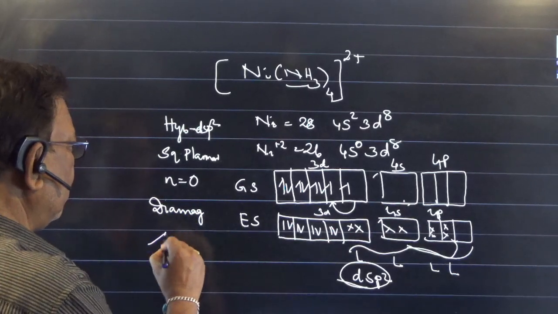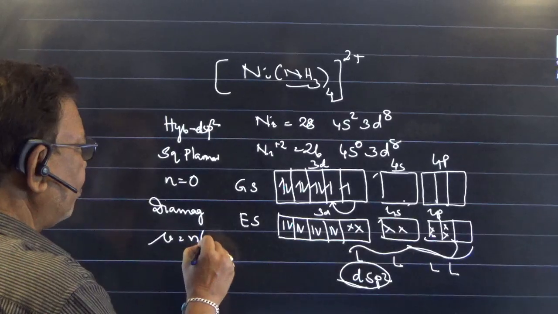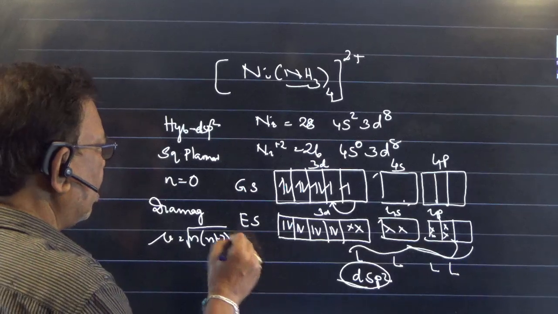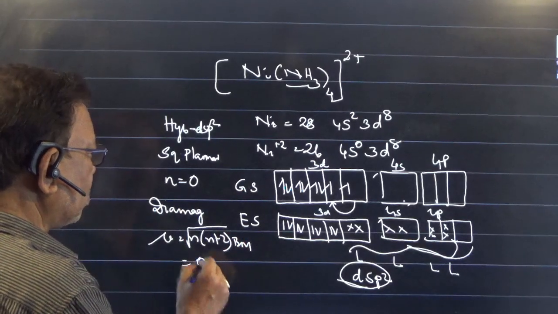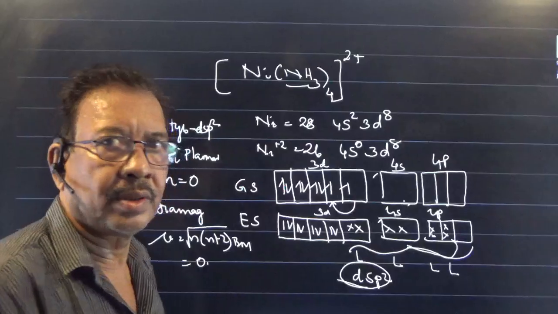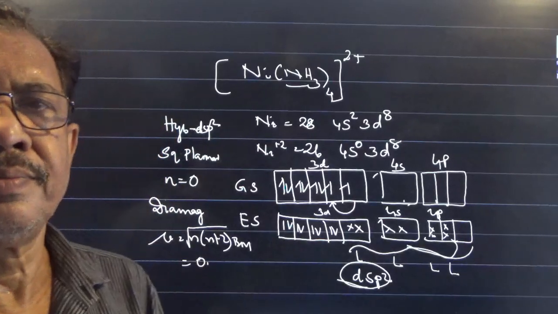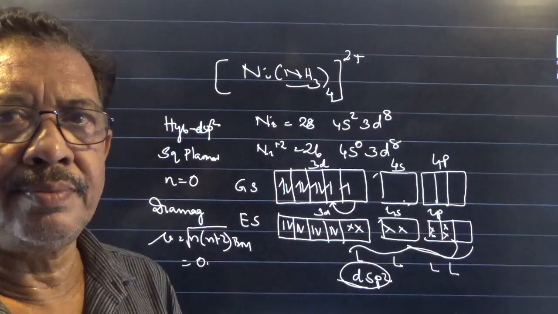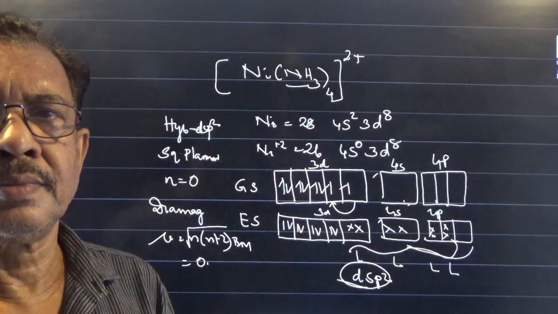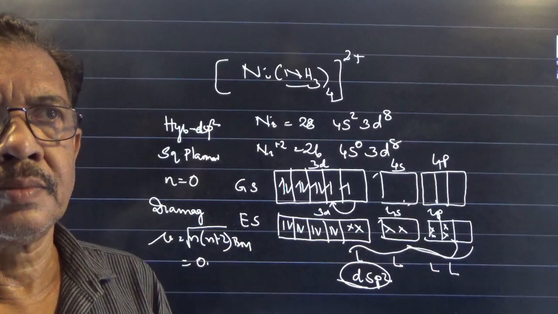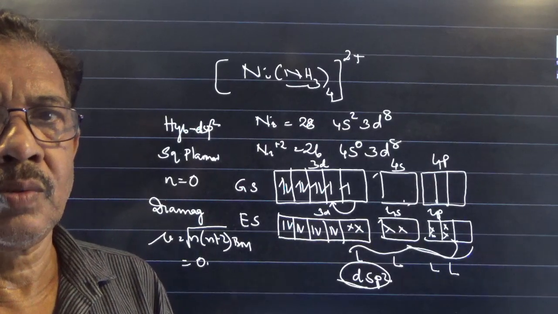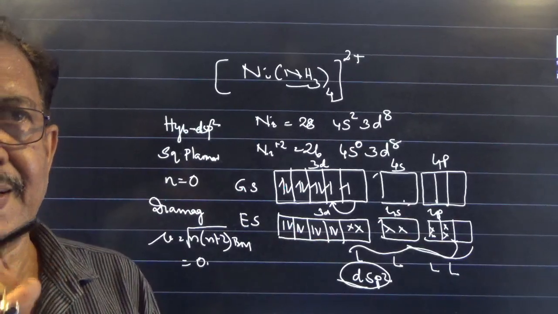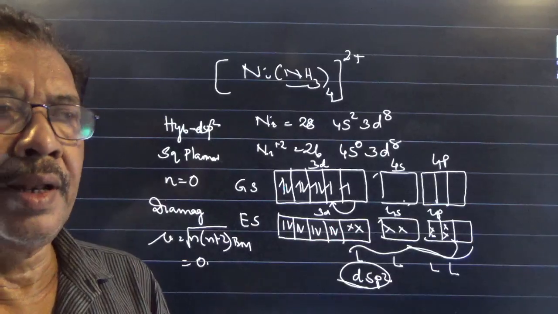Mu is equal to square root of n into n plus 2 BM. So n is equal to 0 means mu is equal to 0. Is it clear to you? Yes, sir. So anybody's doubt, you can ask me right now. Did you copy this? Yes, sir. Now you compare.